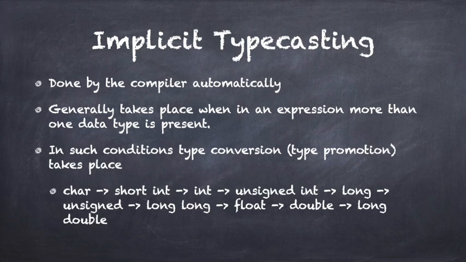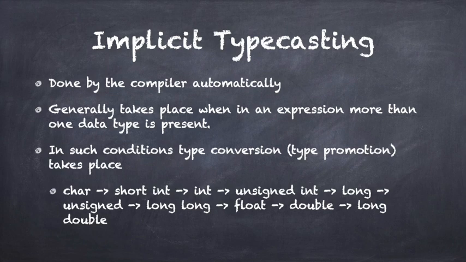Now when we talk about implicit typecasting, this is something that is done by the compiler automatically. It takes place when an expression has got more than one data type in it. In such cases, type conversion or type promotion takes place. That means if we have got an expression comprising of different data types, the resulting expression is going to be of the data type which takes highest amount of space.